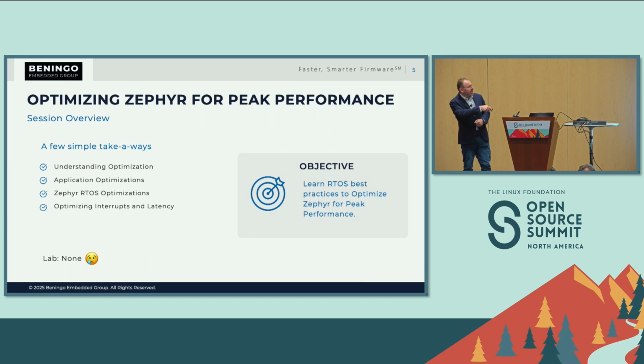And so we're going to look at how we can understand optimization, what we want to optimize, when we should be looking at optimization. We're going to look at application optimizations. So I really look at this as being 2 zones: application optimizations, Zephyr itself, and then how we can optimize interrupts and latency. All right.